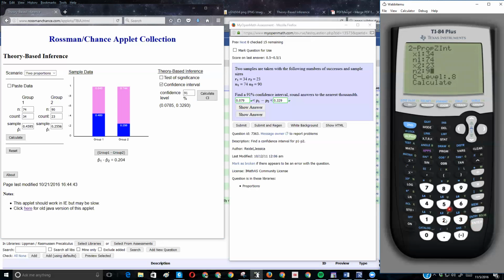And then what do I get? 90 in group 2, and I've got a 91% confidence interval. And then leave it to a computer to generate weird intervals. And notice I'm getting the exact same values. So that's how you run this. Hope that helps.